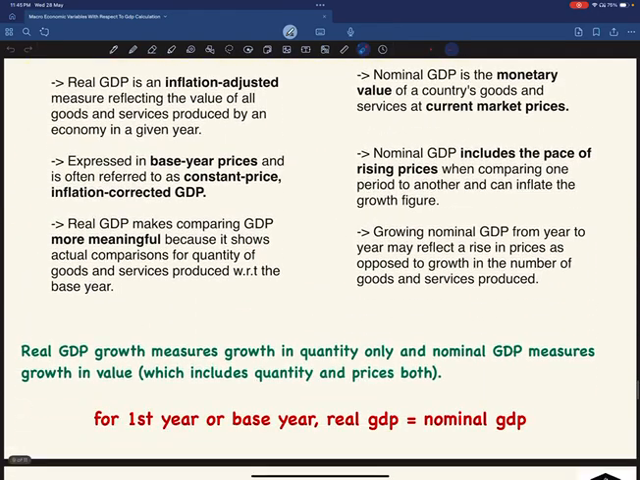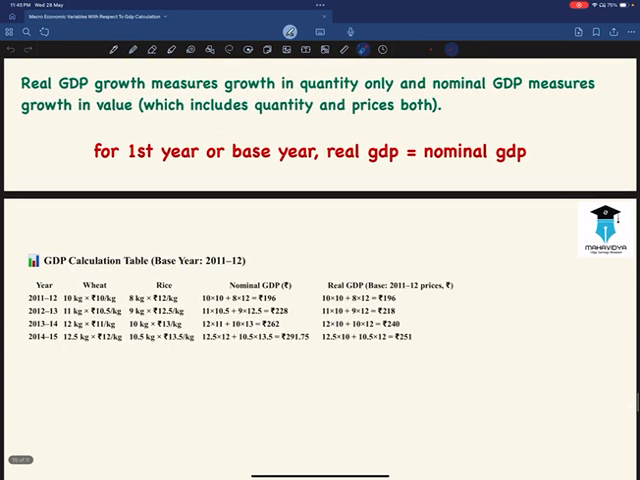From the above table, we can conclude that real GDP growth measures the growth in quantity only. But nominal GDP measures the growth in value, which includes both quantity and prices. So that was the difference between real and nominal GDP.